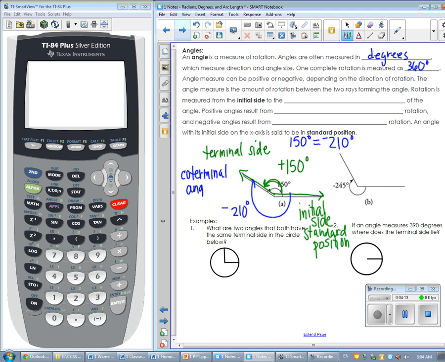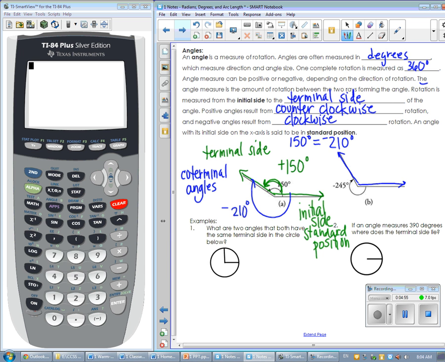Actually, this is all in the notes above, so let me go ahead and finish filling them in. The angle measure is the amount of rotation between the two rays that form the angle. The rotation is measured from the initial side to what we call the terminal side of the angle. Positive angles are going to result from a counterclockwise rotation, and negative angles are going to result from a clockwise rotation. An angle with its initial side on the x-axis is said to be in standard position. So this angle, for example, is considered in standard position.